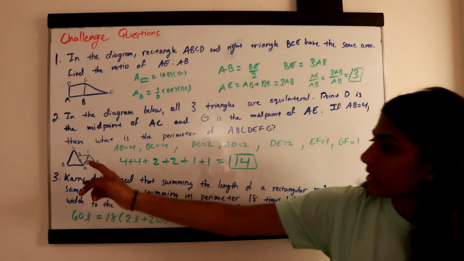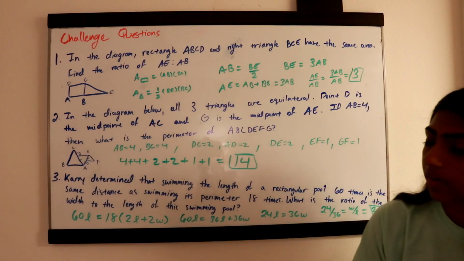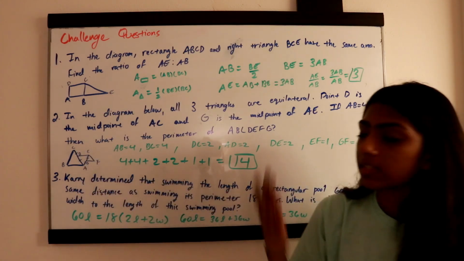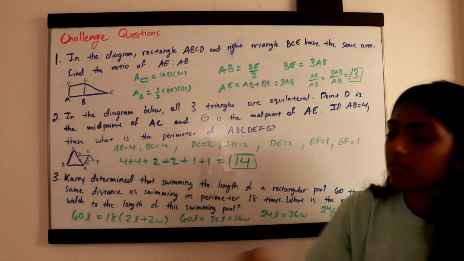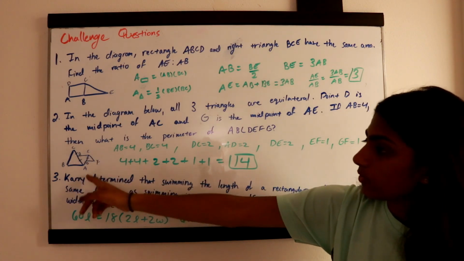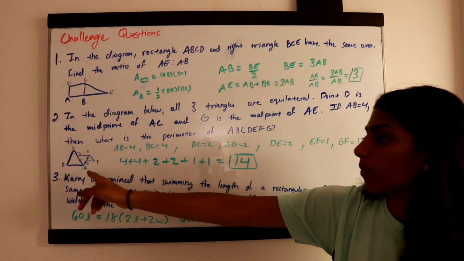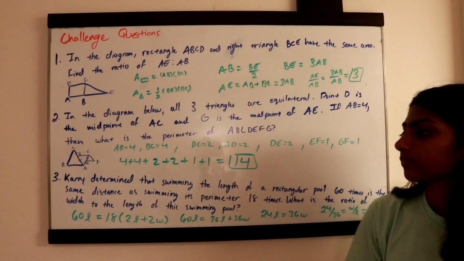So since we know that AB is going to be equal to 4, and BC, then we know that BC is going to be equal to 4 because it's equilateral. And then since the midpoint cuts the base in half, we know that DC and DA are both going to be equal to 2. And this repeats over here. We get 2, 2, and then this is going to be cut in half, so we get 1, 1, 1. So when you add all those up, we get 14.